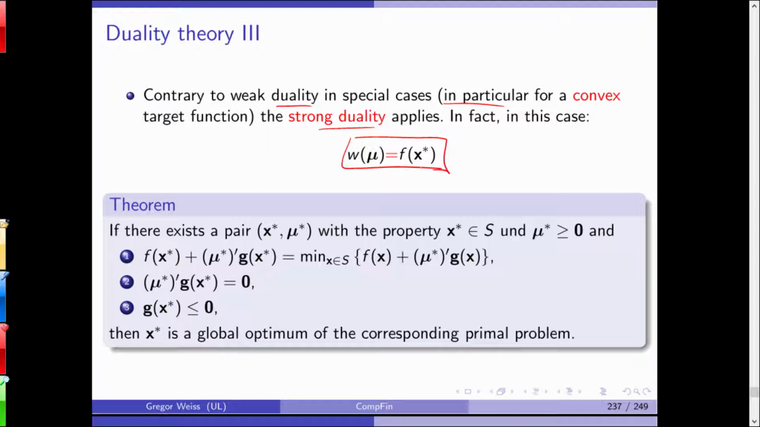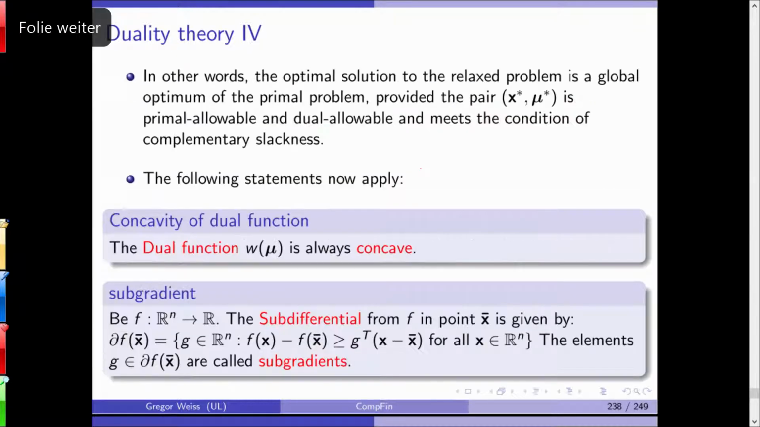If there exists a pair x star, mu star with the property that x star is permissible and mu star is non-negative, and f at x star plus mu star transpose times the inequality constraints is the minimum of f(x) plus and so on, then x star is a global optimum of the corresponding primal problem. So in this case, we can see that strong duality applies.